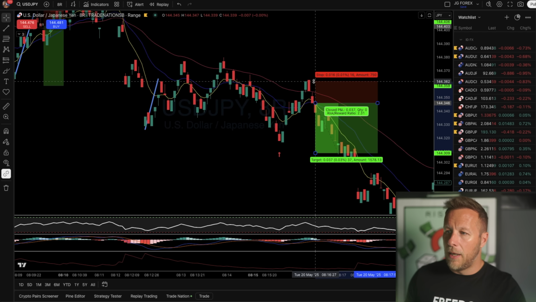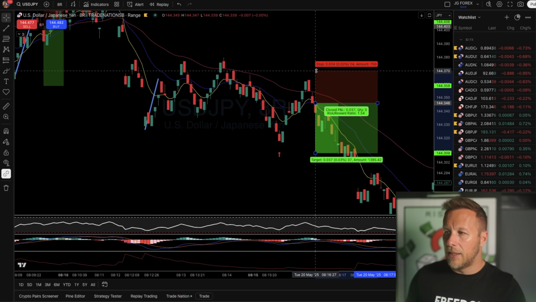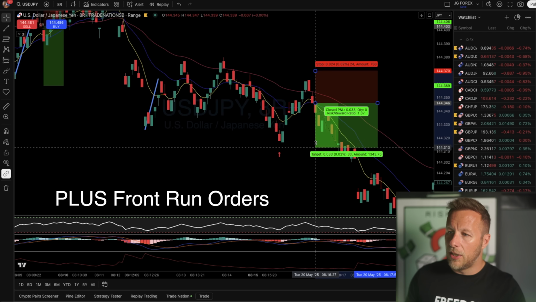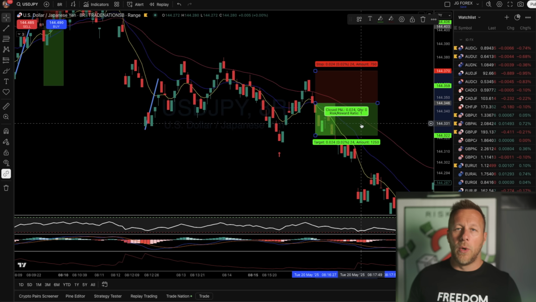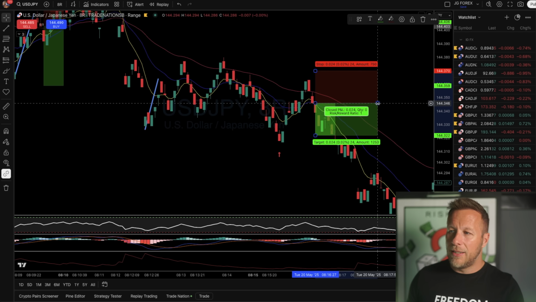Stop loss is going above the highest high. So we was at 144.36. That goes at 137, and the target goes, I think this one was bang on a 1-to-1 for me. So it was bang on a 1-to-1. Was allowed to take this one, got in the trade.